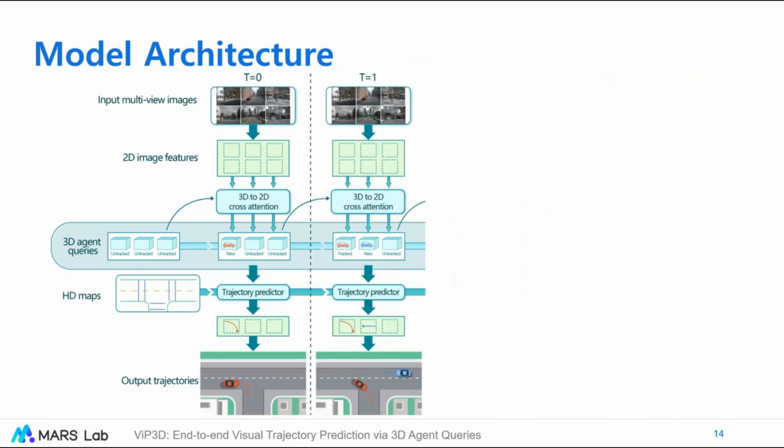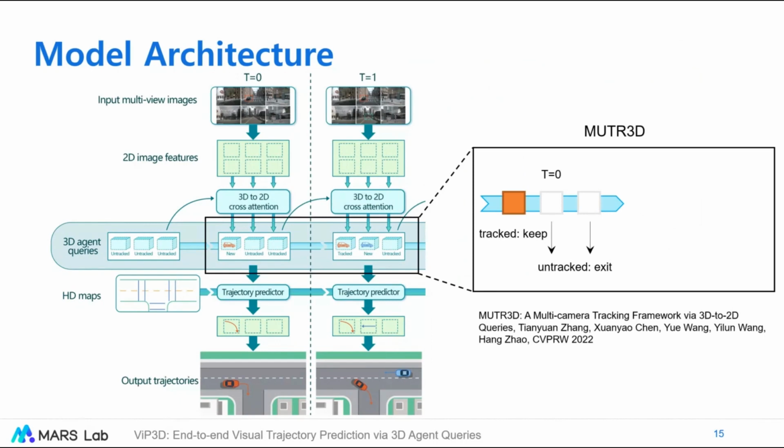Then, we move to the next time step 1. The agent queries are managed in a dynamic memory bank. We only keep the queries that have detected an object at time step 0 and throw away the queries that are empty. At time step 1, we will complement new queries in case there are new objects appearing in the new frame. The new set of queries further extract visual features and predict corresponding trajectories.